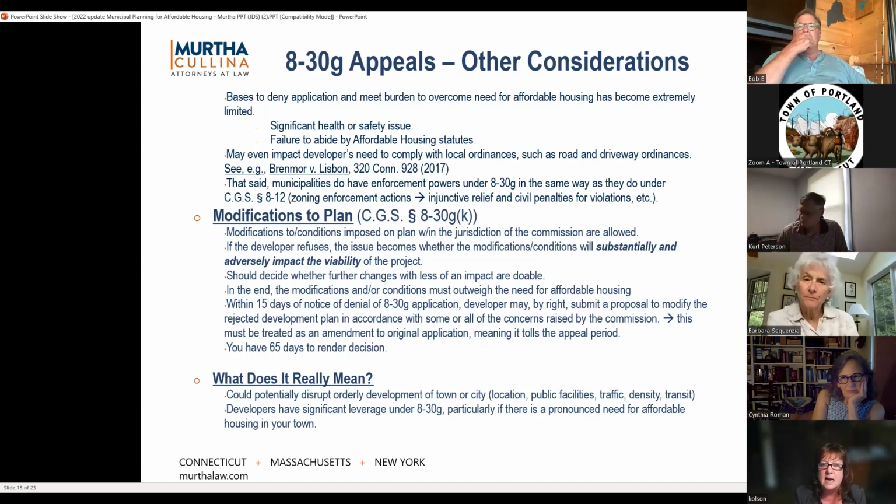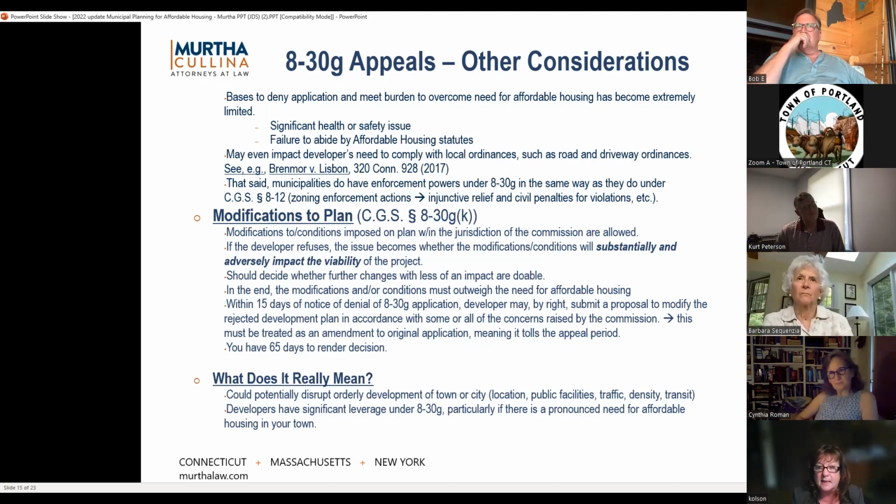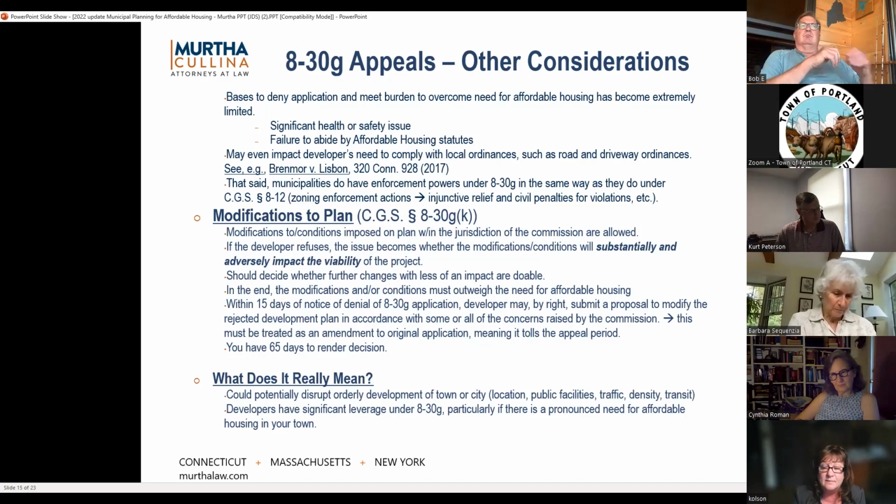So the basis to deny an application and meet that burden, as I said, it's got to be a significant health or safety issue, or it can be a failure to abide by the affordable housing statutes, meaning their affordability plan doesn't mesh, right? Or they don't provide an affordability plan. So again, it does require some analysis.